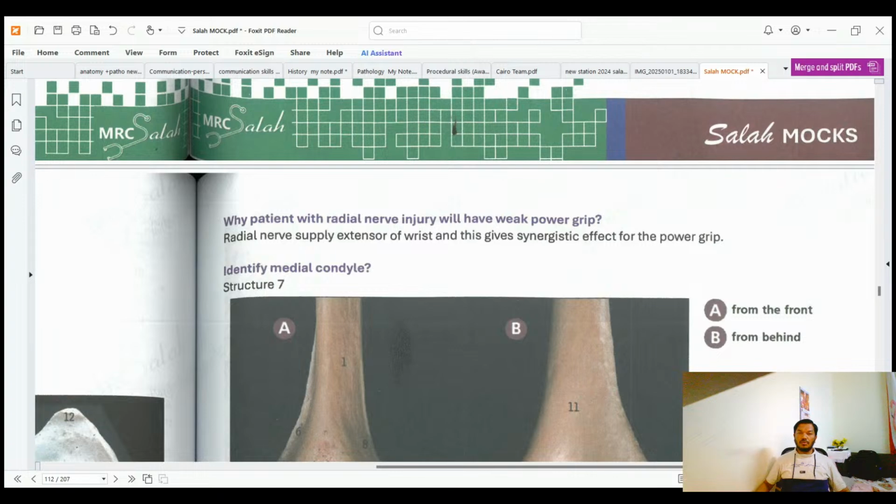Why will a patient with radial nerve injury have a weak power grip? The radial nerve supplies the extensors of the wrist, and this gives a synergistic effect on the power grip.